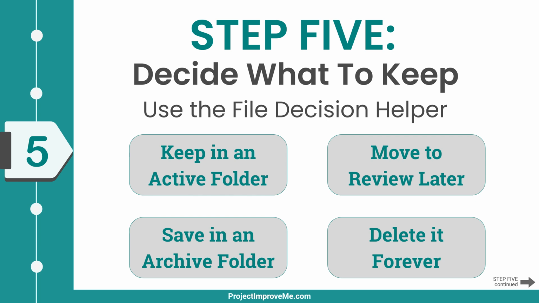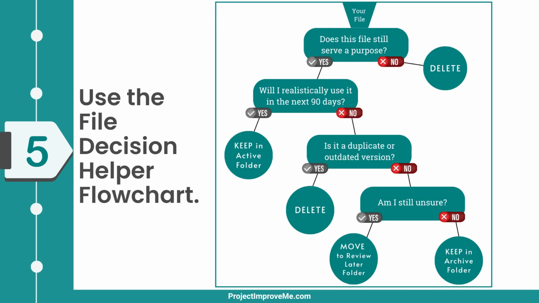This is where people often get stuck. So I created a simple decision helper flowchart. With this flowchart, you start by asking whether the file still serves a purpose. If it doesn't, then delete it. If it does, ask whether you'll realistically use it within the next 90 days. If yes, keep it in an active folder. If not, check whether it's a duplicate or an outdated version. If it is, delete it. And if you're still unsure, move it to the review later folder and set a reminder to look at it again in about 30 days. That gives you a safe middle option without letting uncertain files take over your active folders.